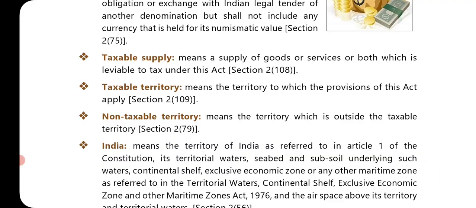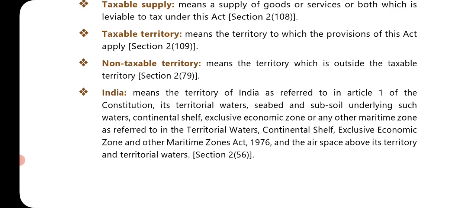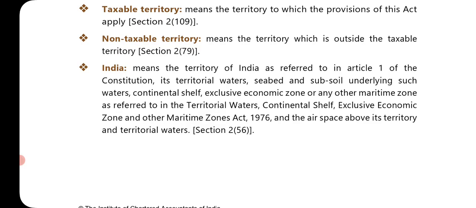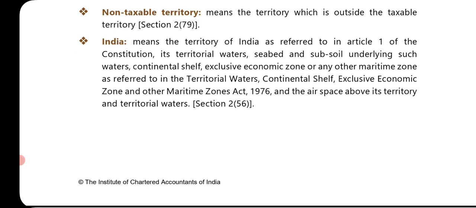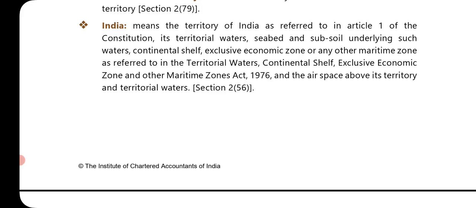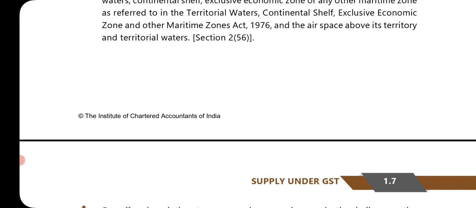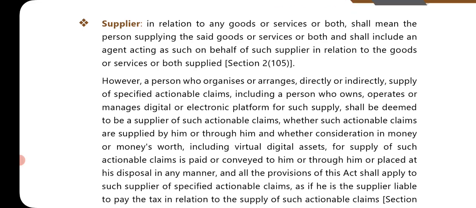Next, taxable supply means a supply of goods or services or both which is leviable to tax under the Act. Next is taxable territory, the territory to which the provisions of this Act apply, subsection 109. Non-taxable territory means a territory which is outside a taxable territory. Section 2, subsection 7. India means the territory of India as referred to in Article 1 of the Constitution, its territorial water, seabeds and subsoil underlying such water, continental shelf, exclusive economic zone, or any other maritime zone as referred to in the Territorial Waters, Continental Shelf, Exclusive Economic Zone and other Maritime Zones Act 1976, and the air space above its territory and territorial water. Section 2, subsection 56.